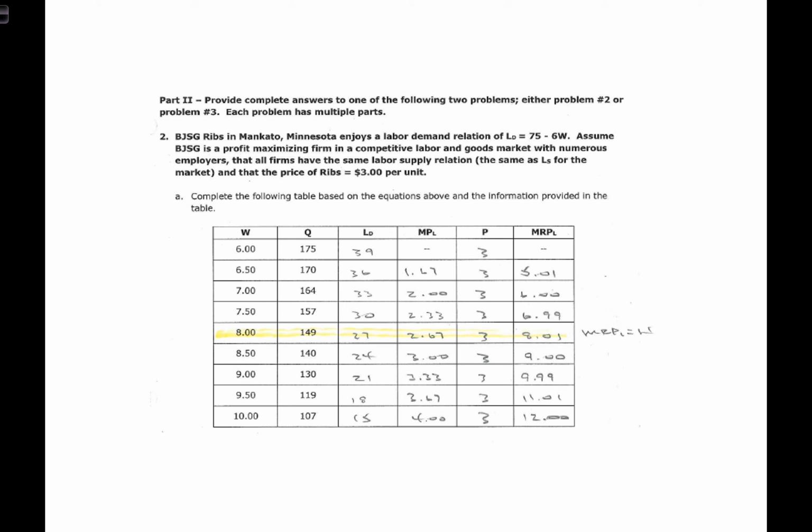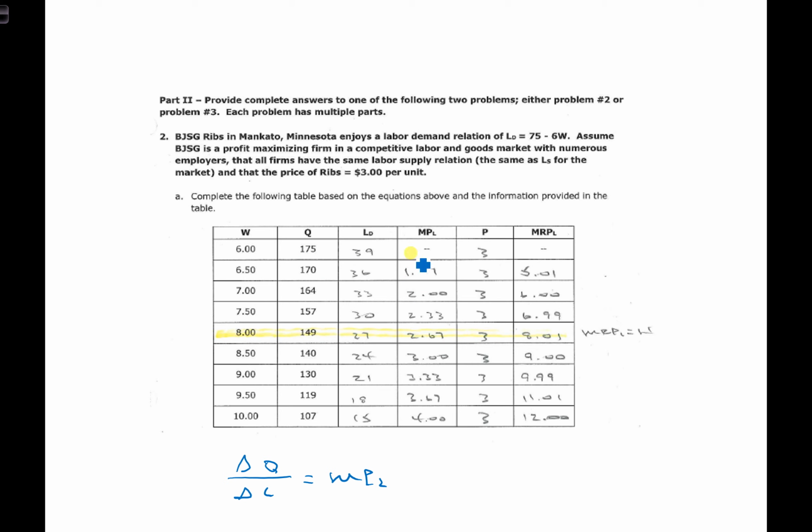To get the marginal product of labor, you had to identify the change in quantity divided by the change in labor. That's the marginal product of labor. And so the change in quantity, we go from 175 to 170, so that's a negative 5. The change in labor, we go from 39 to 36, or negative 3. So negative 5 divided by negative 3 is 1.67. So that's our marginal product of labor.